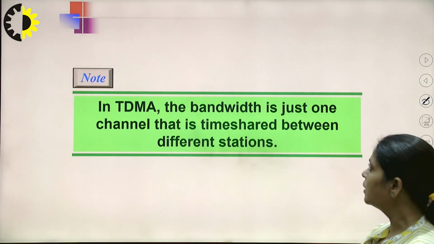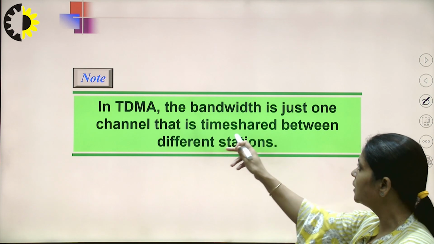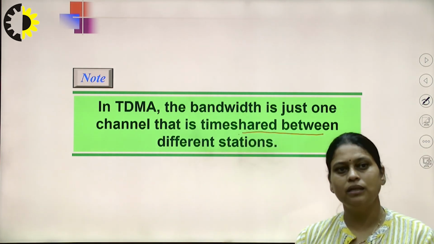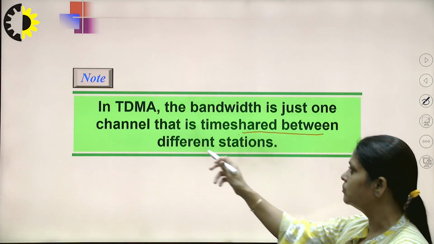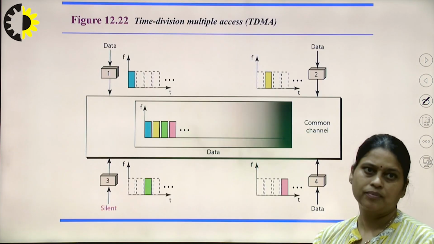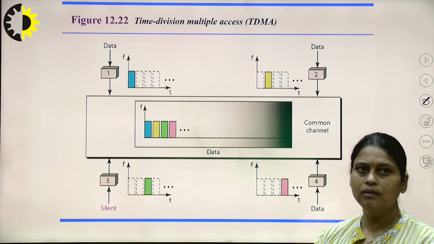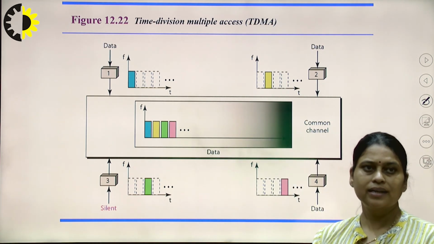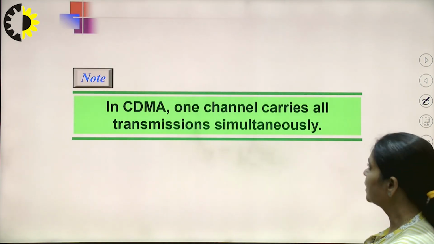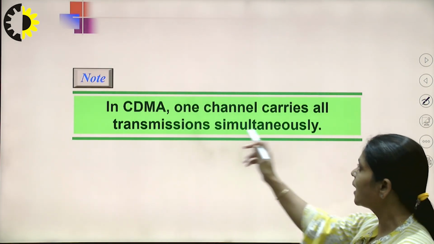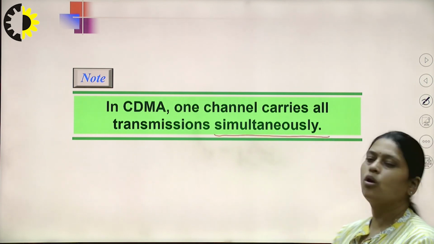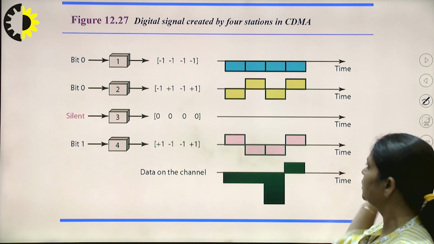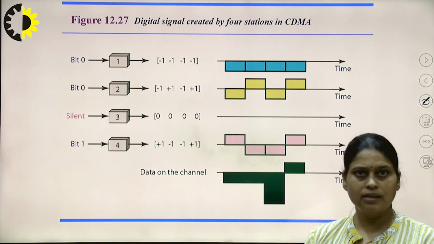In TDMA, the bandwidth of the channel is time shared. In this method, instead of sharing bands, we share time between different stations. This is the TDMA method. The time slots are shared by the stations. In the third method, CDMA, one channel carries all the data and all the transmissions simultaneously. At a time, only one channel shares all the data in CDMA.